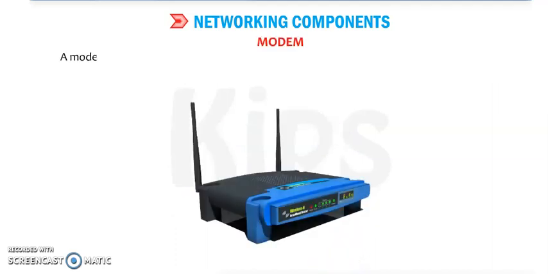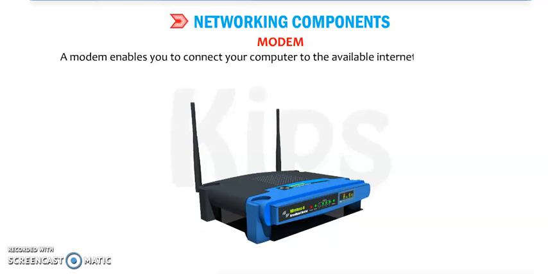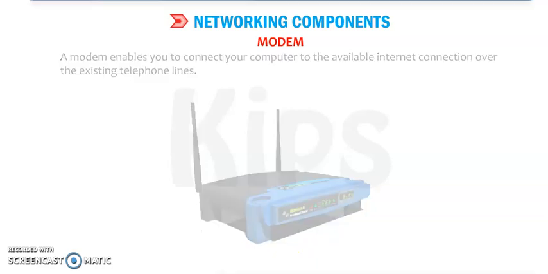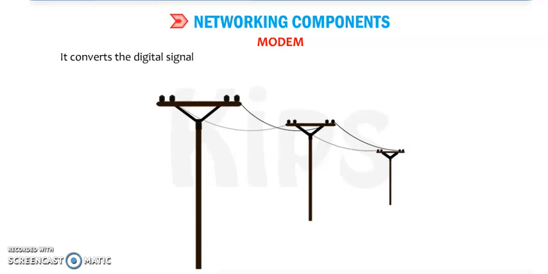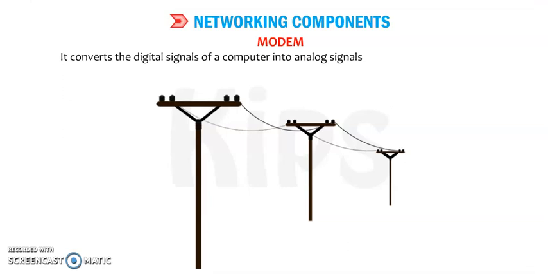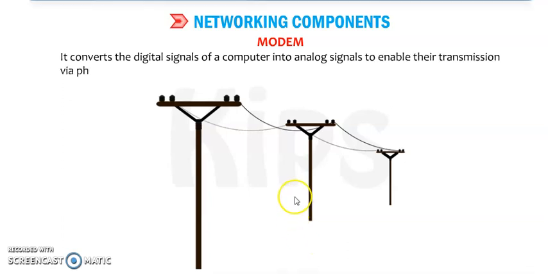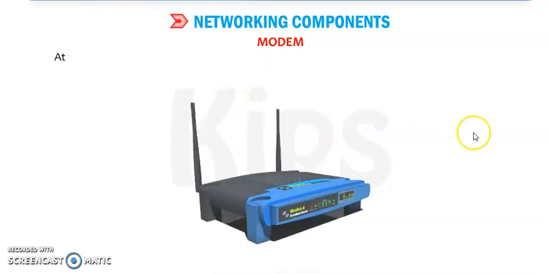Okay, next networking component is modem. A modem enables you to connect your computer to the available internet connection over the existing telephone lines. It converts the digital signals of a computer into analog signals to enable their transmission via telephone lines.